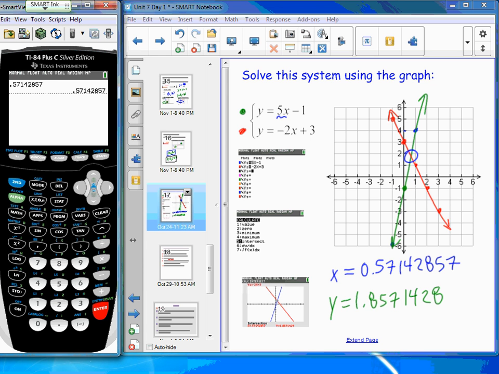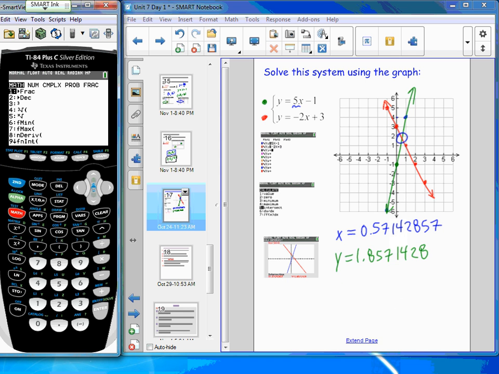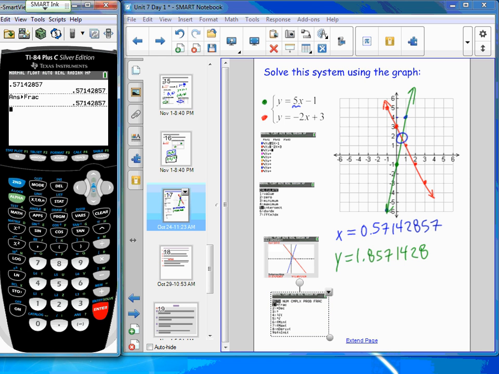Enter, and then I'm going to do math frac and see what rational number this is, right? I'm going to see what rational number this is. And so let's do math fraction. Darn it! Didn't give me anything, did it? So what did I do wrong?